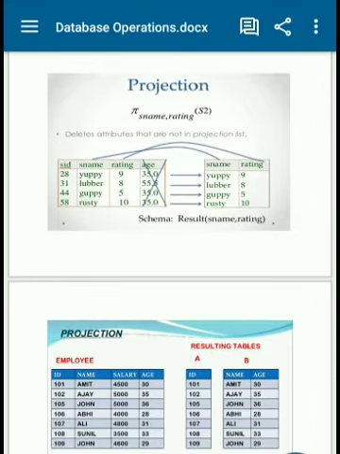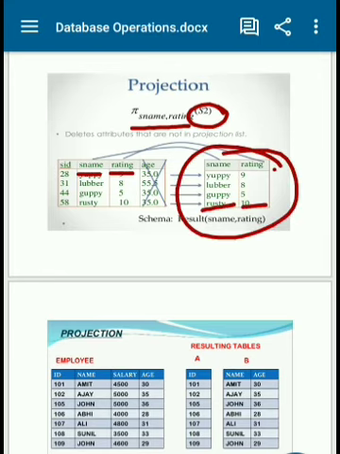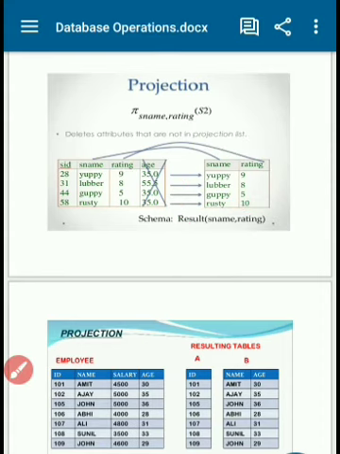S name and rating: S name is this attribute and rating is this attribute. If we select S name and rating from this relation, it gives the two attributes only and gives us a new relation.